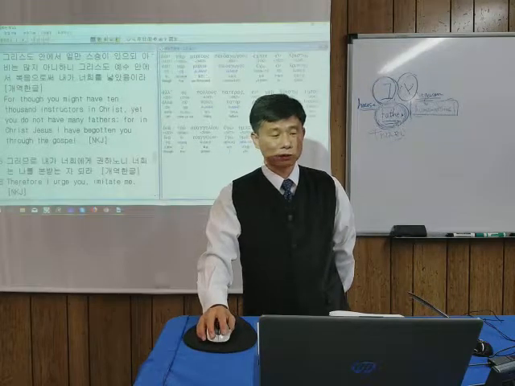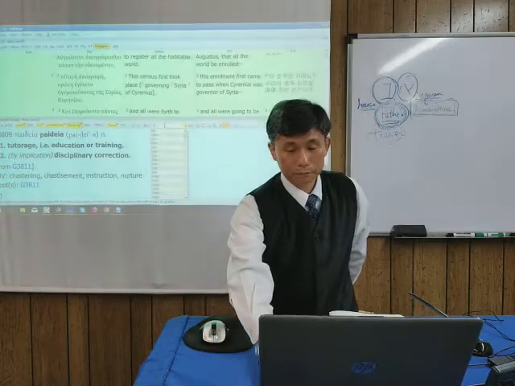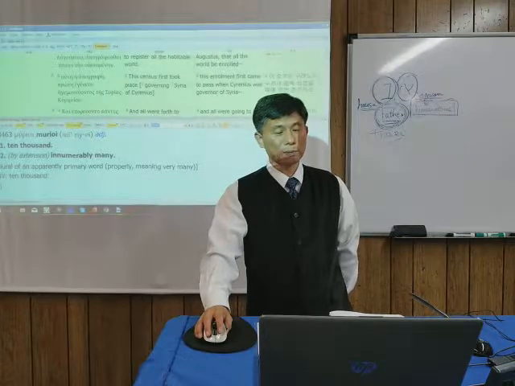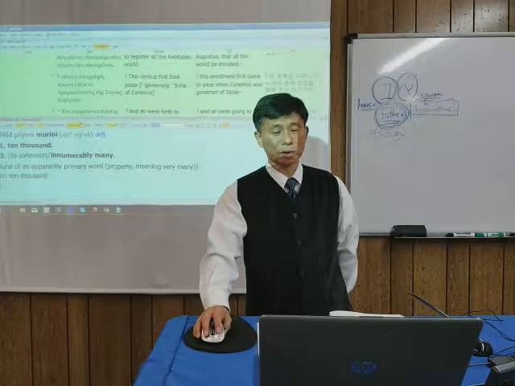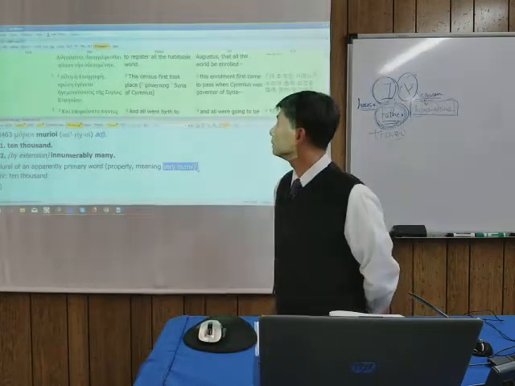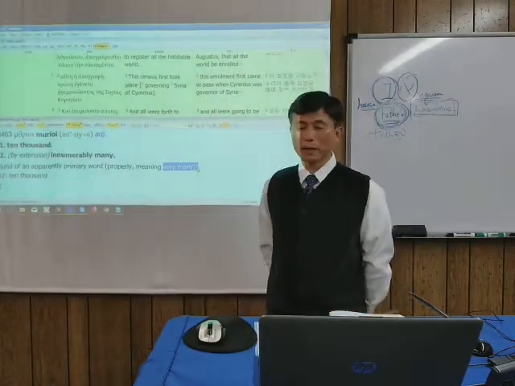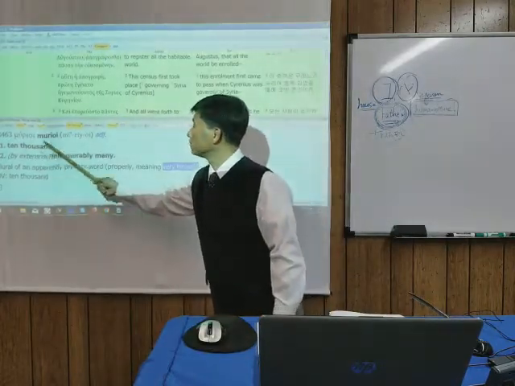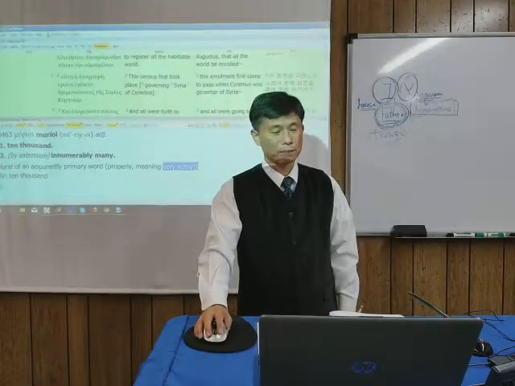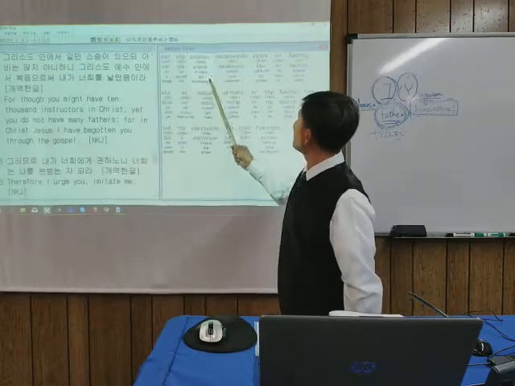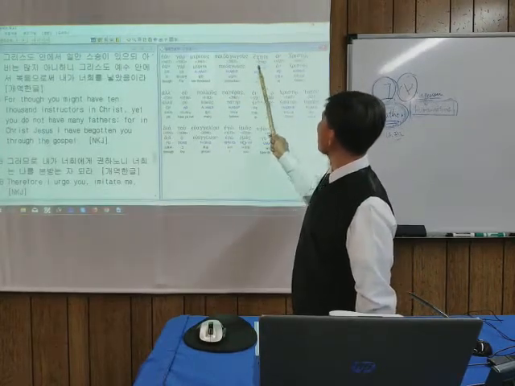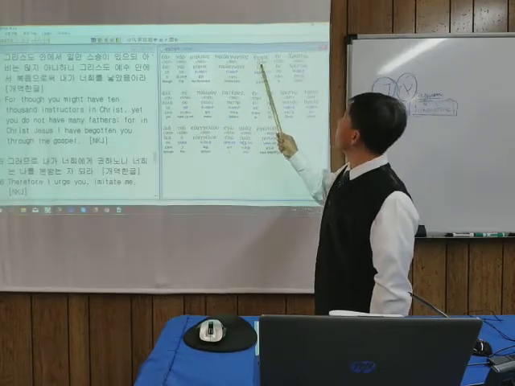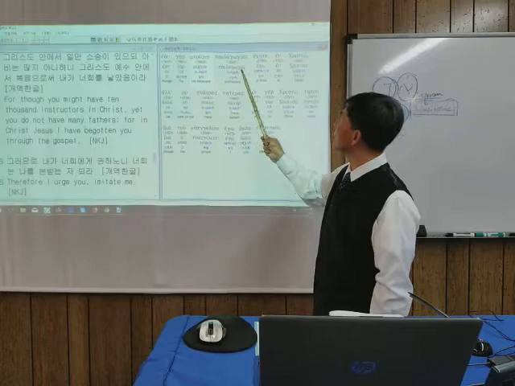Okay, so murioi says 10,000. By extension, a number of many, plural of an apparently primary word, properly meaning very many. So 10,000 is not the real meaning of murioi. It's just an expression of very many, a lot. That's why the King James just adapted this one, 10,000, which means a lot, very many. So, if you may have very many paidagogos.